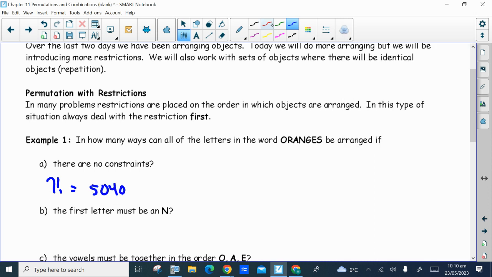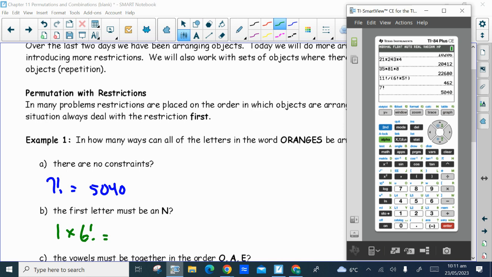Part B, what if the first letter must be the letter N, which means you have one choice for the first letter, it has to be the N, and there are 6 letters left to arrange, and they can be done in 6 factorial ways. So 1 times 6 factorial is just 6 factorial, which is 720.